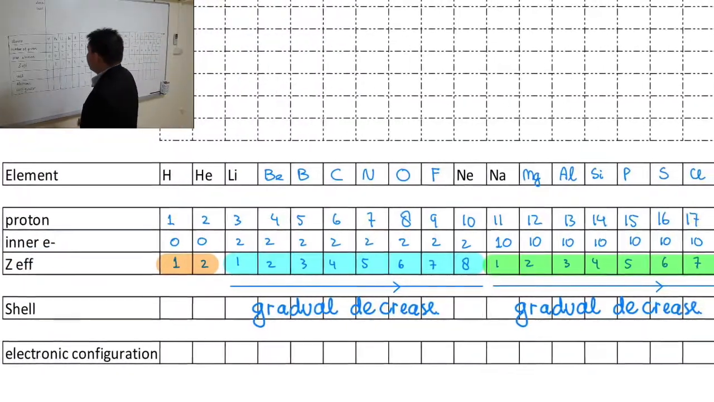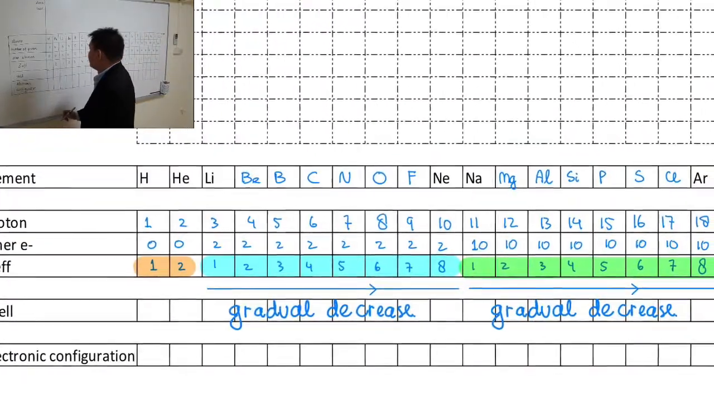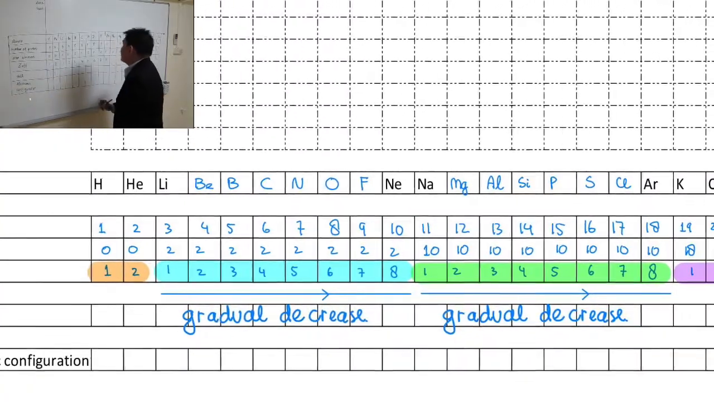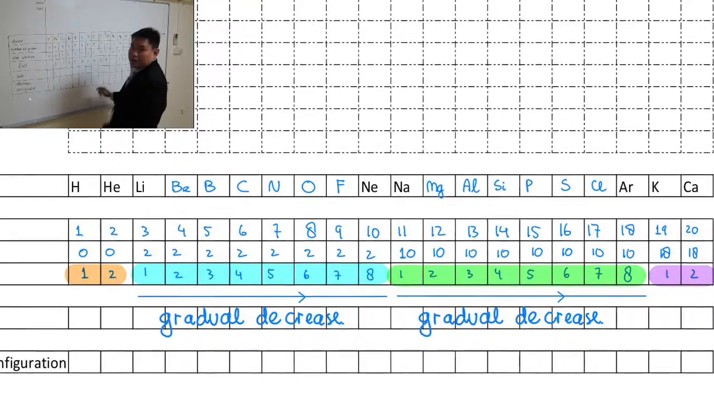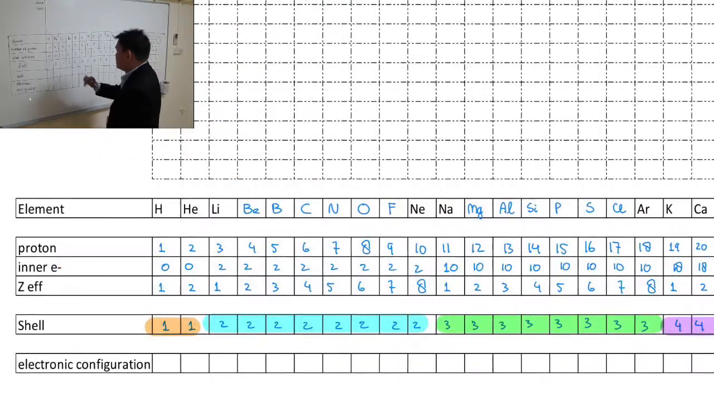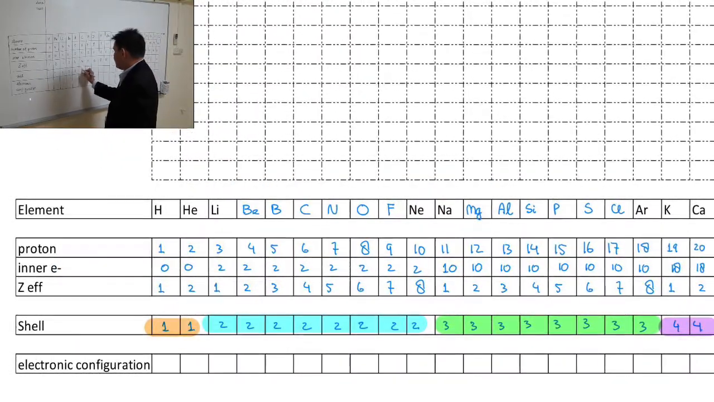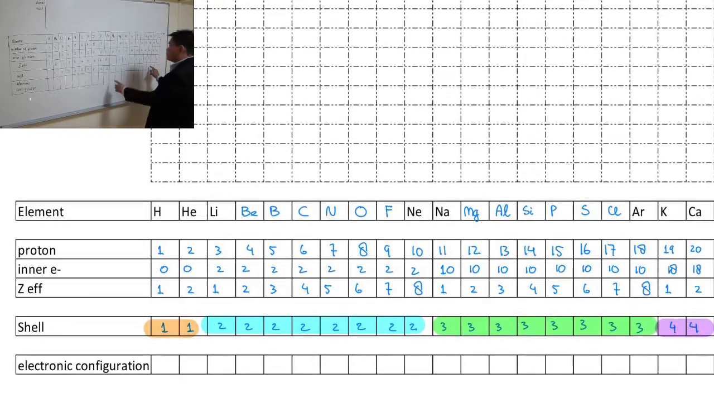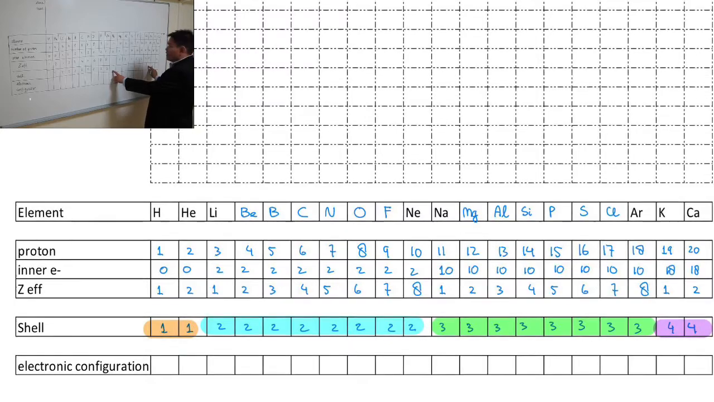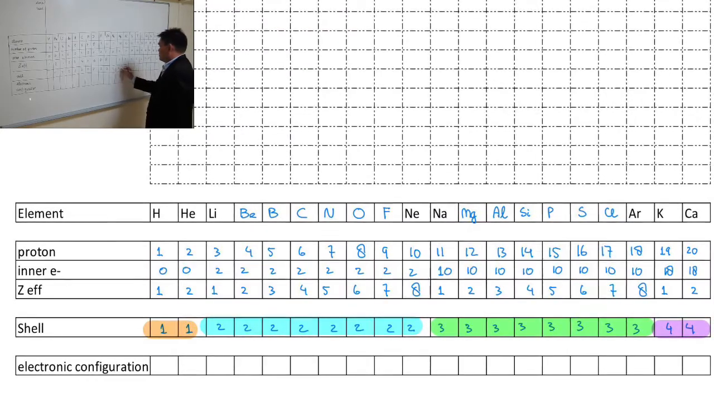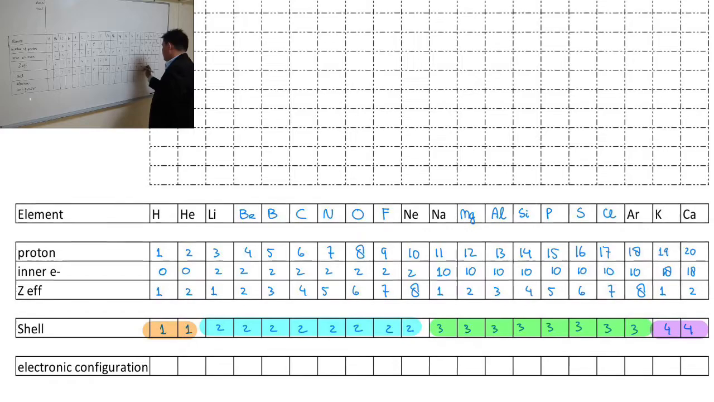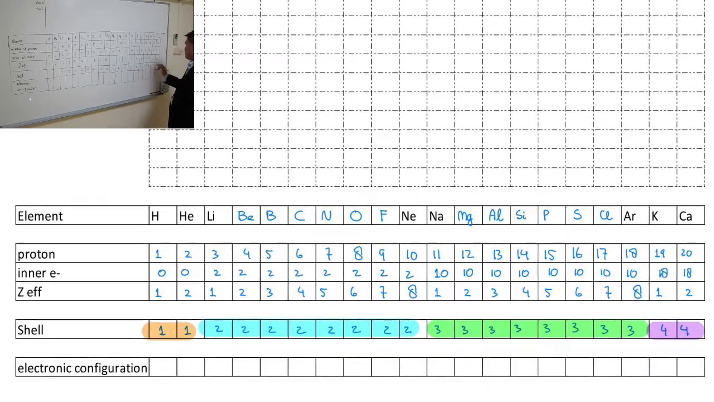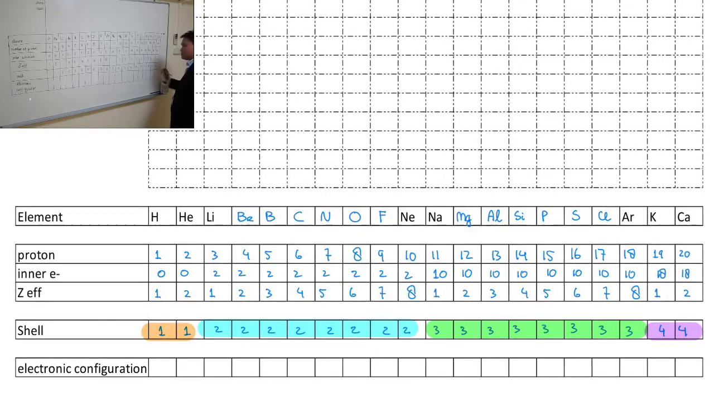The number of shells is also very simple for us to do. Hydrogen and helium have 1 shell only. Lithium all the way until neon have 2 shells. Sodium all the way until argon have 3 shells. Potassium and calcium have 4 shells.